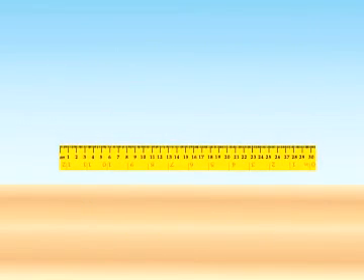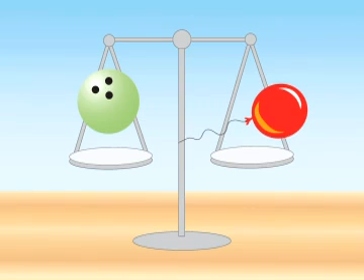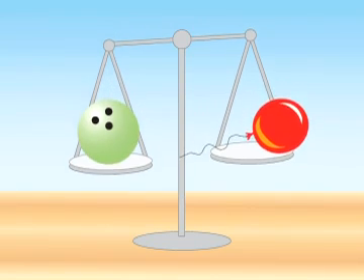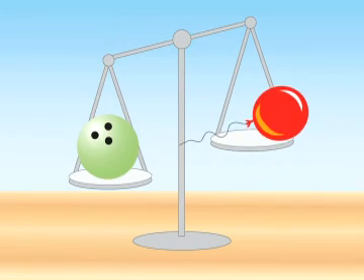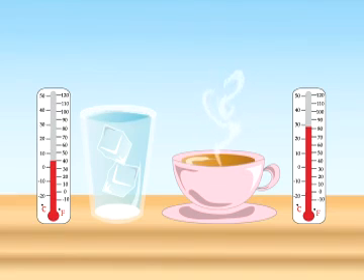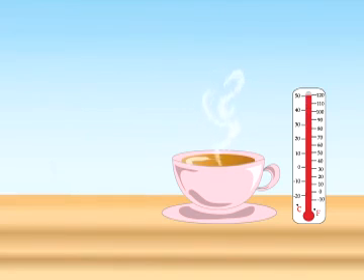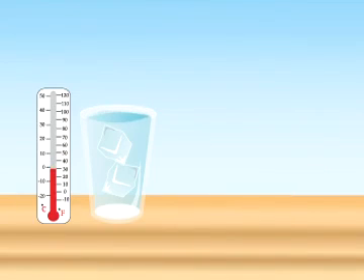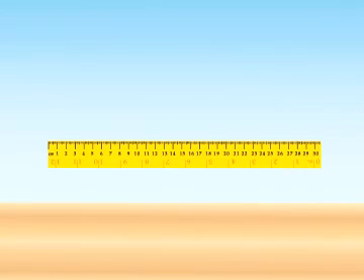A ruler measures length. How long is it? A scale measures weight. How heavy is it? A beaker measures how much space a liquid takes up. A thermometer measures temperature. How hot or cold is it? We can learn about things by measuring them. We can measure something to find out more about it.